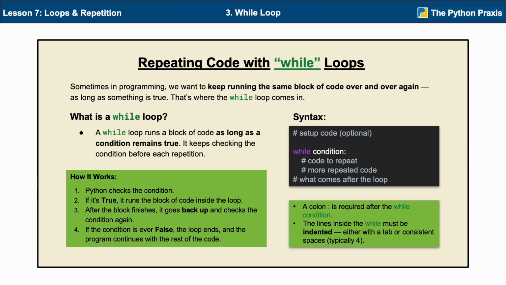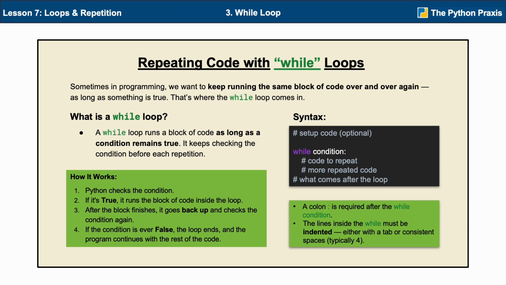Sometimes in programming, we want to keep running the same block of code over and over again, as long as something is true. That's where the while loop comes in. So, what is a while loop? A while loop allows us to repeat a block of code as long as a condition remains true. It keeps checking the condition before each repetition.